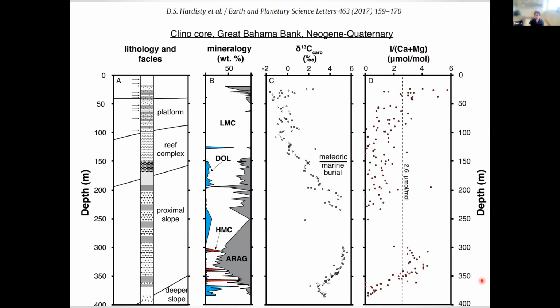So that's what we know so far. And for the deep time studies, it's impossible to eliminate the possibility of diagenesis. So you really want to be careful how you interpret the iodine signal, in particular the absolute value of the iodine to calcium ratio.